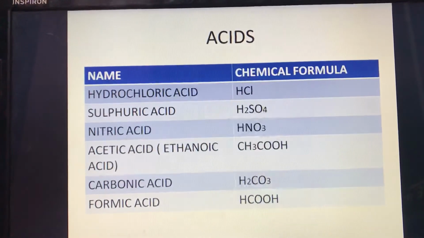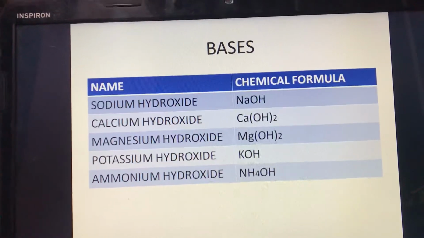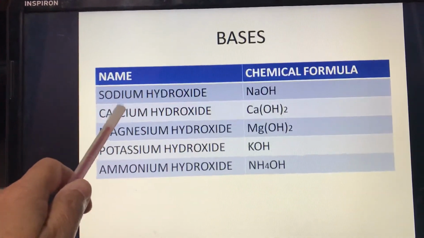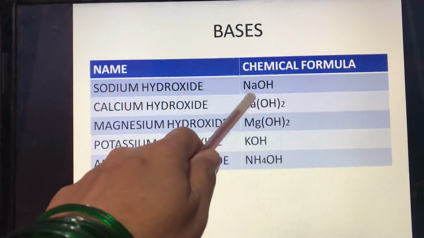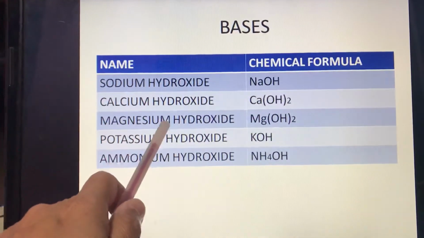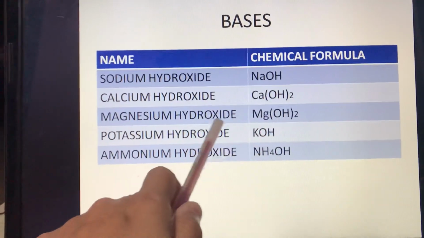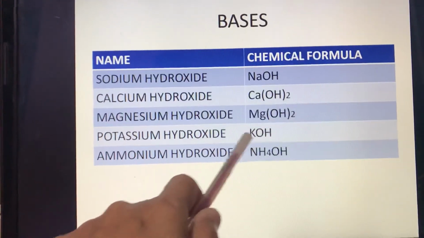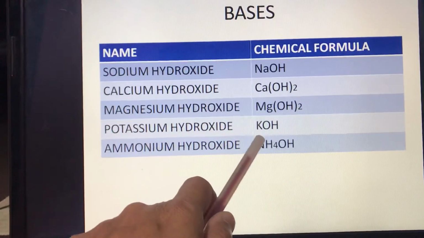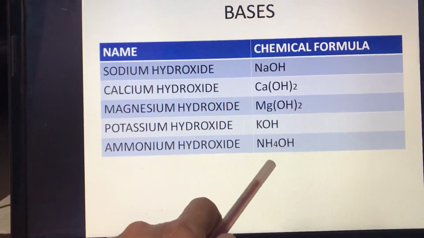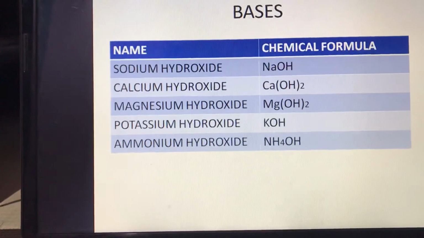Now we'll see some bases. Here this is sodium hydroxide, NaOH, calcium hydroxide, Ca(OH)2, magnesium hydroxide, Mg(OH)2, potassium hydroxide, KOH, ammonium hydroxide, NH4OH.